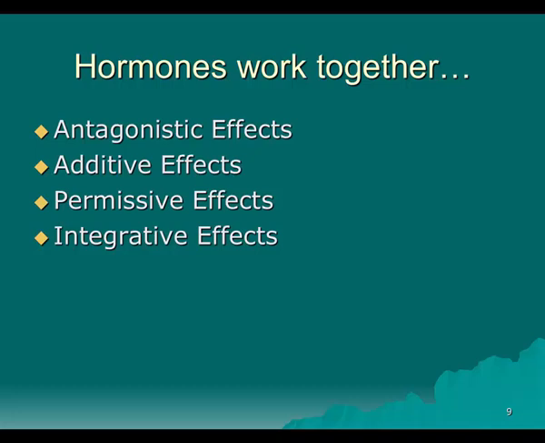Okay, antagonistic effects of when hormones are together mean the two hormones have opposite effects. So two hormones that are antagonistic are insulin and glucagon. You would never give both of those at the same time, or both of them would never be released at the same time. If sugar is up, insulin's released. If sugar levels are down, glucagon is released.